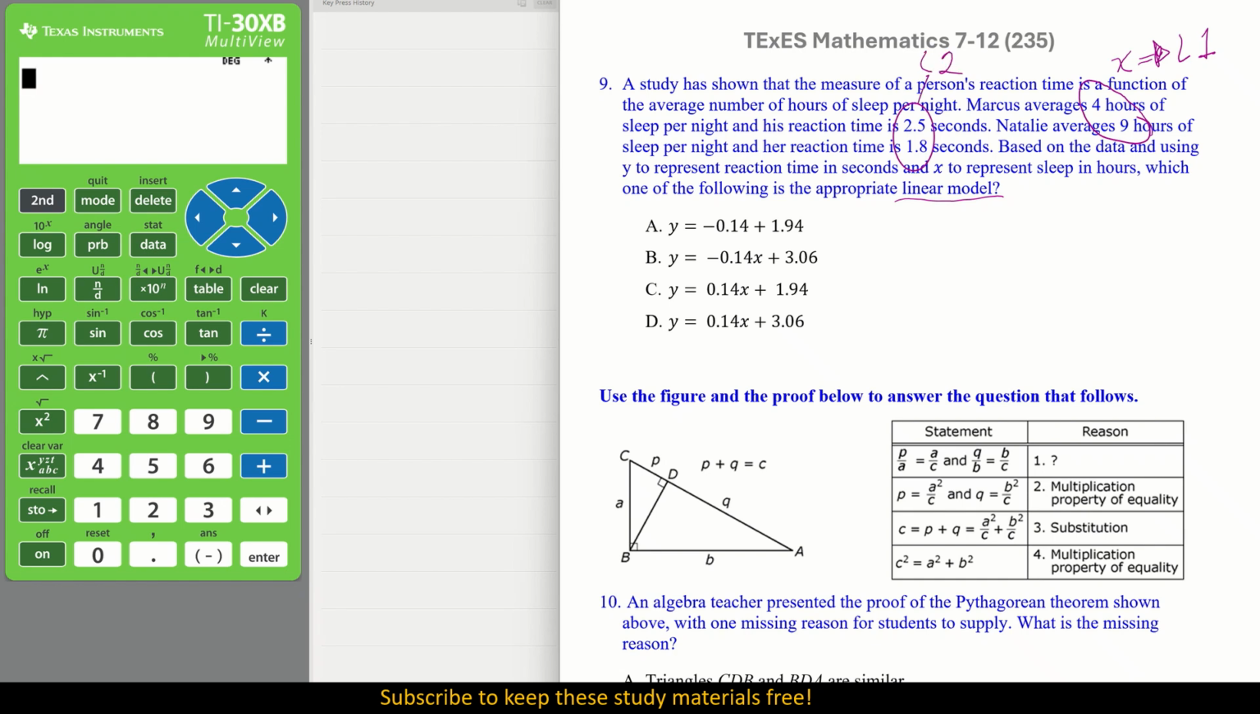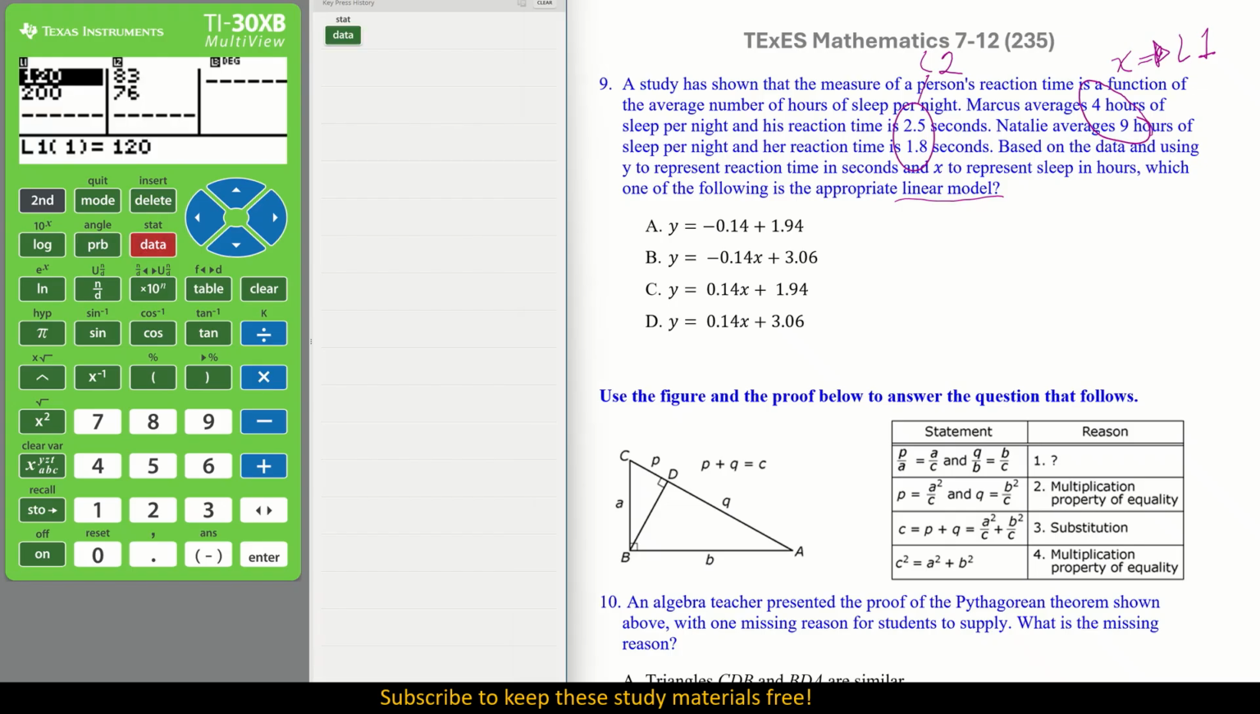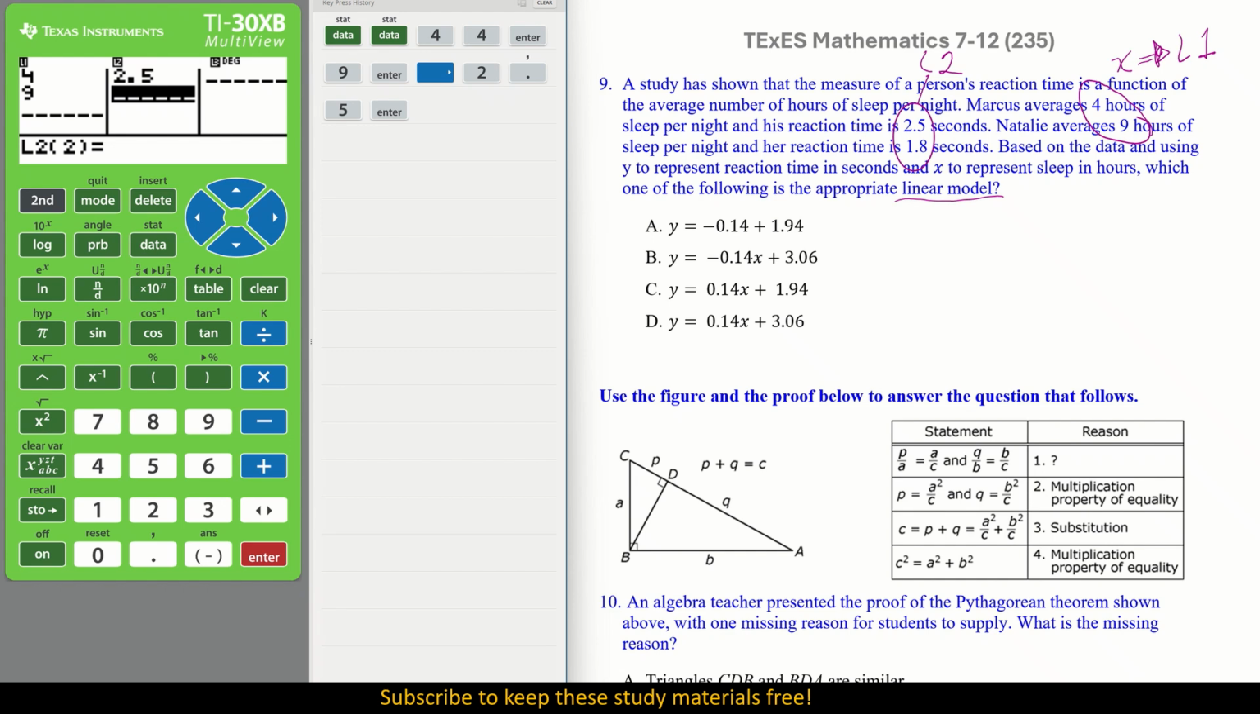Okay, so for this, yes, we are going to use our calculator. So push data and data again. Remember, number 4 to clear everything out. Okay, now, let's put in our hours that they slept. So 4, enter, and 9, enter, arrow over to the right, and then 2.5 for Marcus. 2.5. It took him longer to react. He didn't sleep as much. Okay, then 1.8 for Natalie. She slept more, therefore her reaction time was faster.